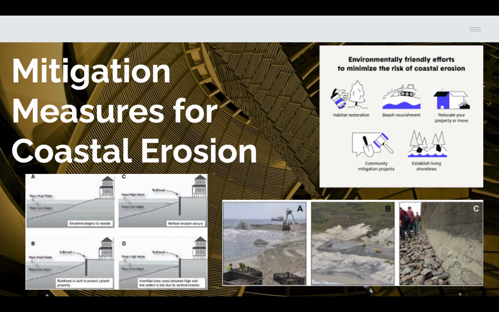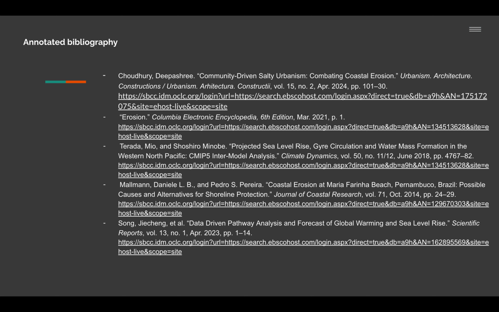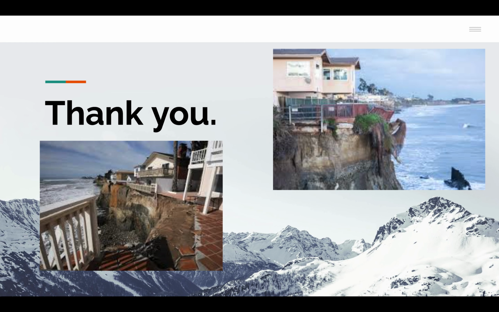In summary, coastal erosion is a big problem caused by both nature and human actions. It affects people living near the coast and harms the environment as it poses significant challenges to coastal communities, ecosystems, economies, and the environment. However, with proactive mitigation strategies and collaborative efforts, we can mitigate the impacts of erosion and safeguard our coastlines for future generations.